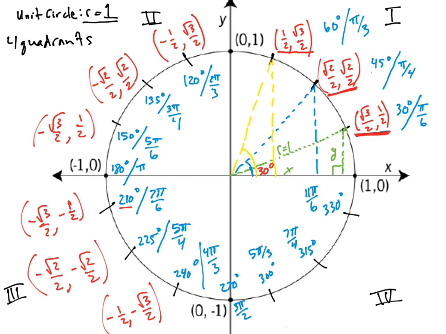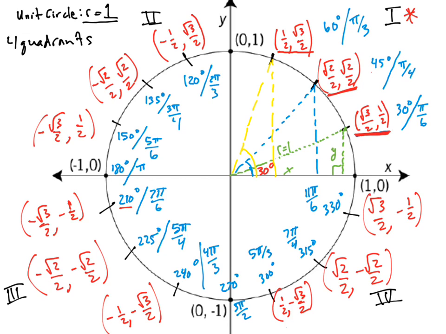And then lastly, in the fourth quadrant, the x coordinates are positive, the y coordinates are negative, so we can just reflect what's happening in quadrant 1, but let's keep x positive, y negative. So this will be 1/2, negative root 3 over 2. This will be root 2 over 2, negative root 2 over 2, and then root 3 over 2, negative 1/2.